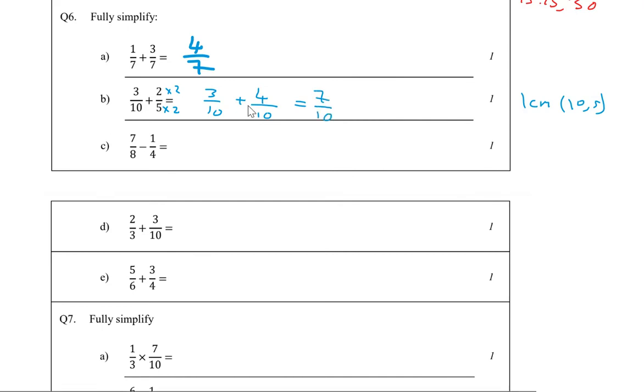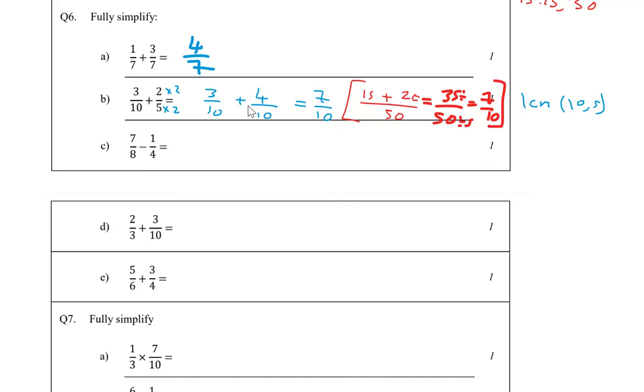We can use the cross multiplication method to check. 3 times 5 is 15, 2 times 10 is 20, all over 50, and we get 35 over 50. Divide by 5 to get 7 over 10.